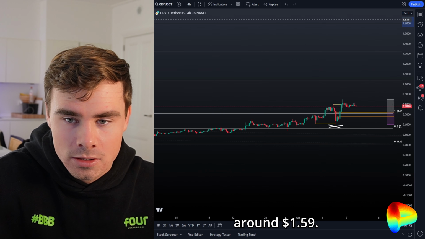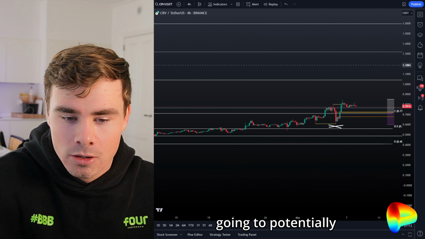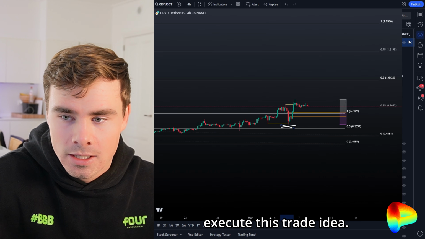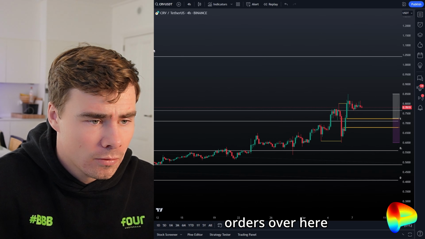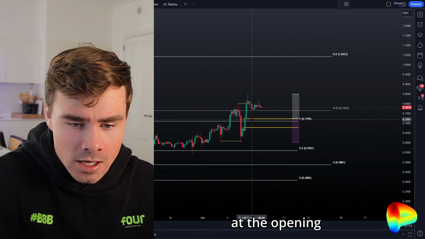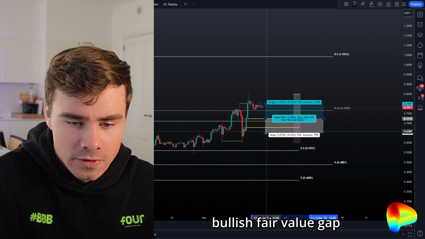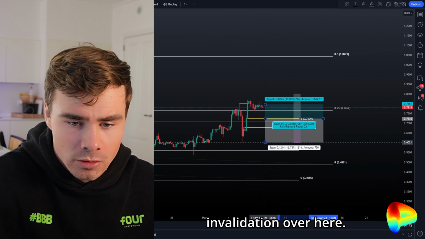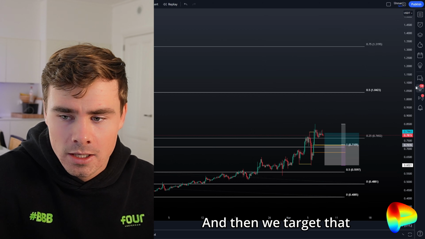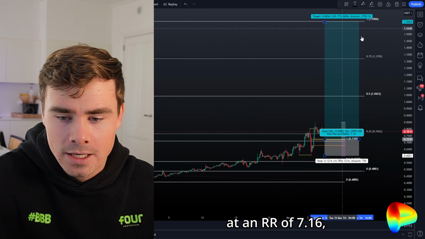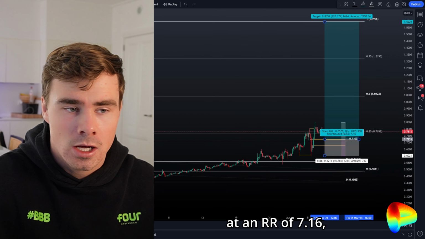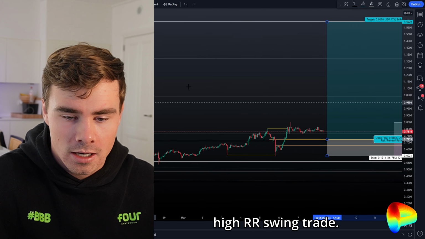target around $1.59. Now let's say we are going to potentially execute this trade idea, and we are going to ladder in some limit orders over here around that range high at the opening of that hour 4 bullish fair value gap with our invalidation over here, and then we target that higher time frame range high over here. We are already looking at an RR of 7.16, which is a beautiful high RR swing trade.